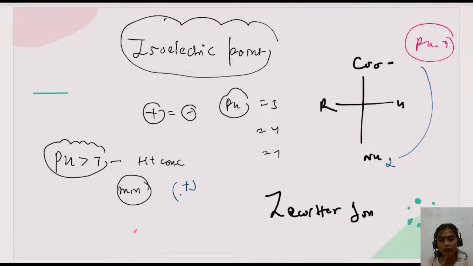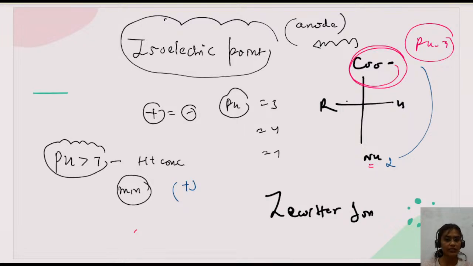So what was the observation? At pH equal to 7, no deflection. But when pH is greater than 7, because of the lower H positive concentration, the molecule needs to give its proton, and we are left with only the negative charge. Negative charge means it was observed that the protein is moving toward the anode side. Anode side. Why? Because it is negatively charged.